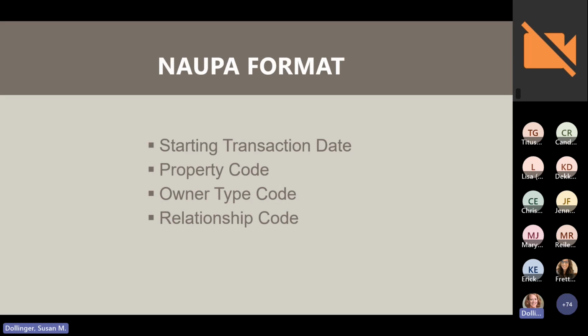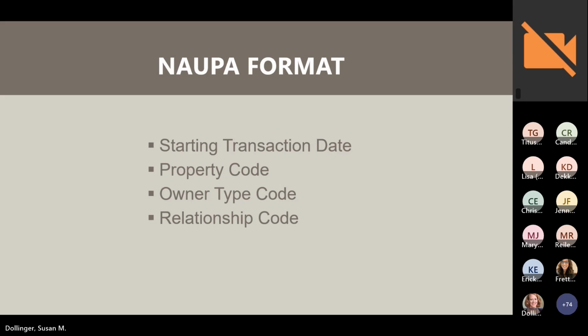Before we begin to create the NAUPA file, there are 4 data elements for each property that will need to be collected. And they are, number 1, the starting transaction date, the property code, the owner type code, and a relationship code. Now we're going to take a few minutes to talk about each of these data elements and what they mean.